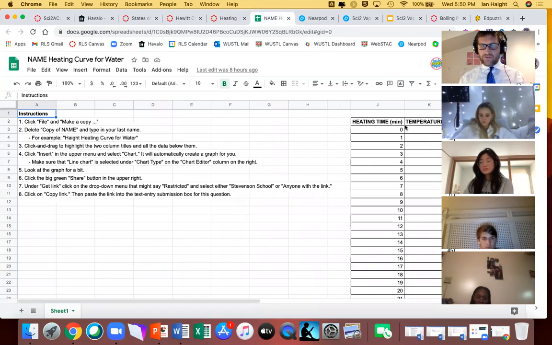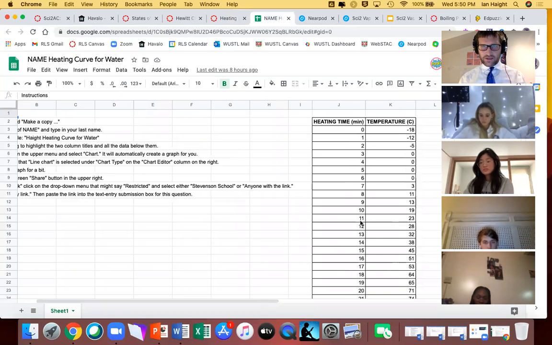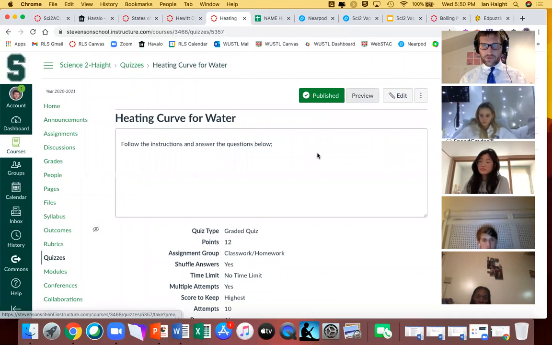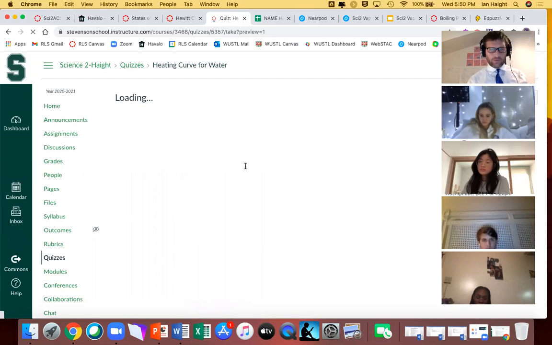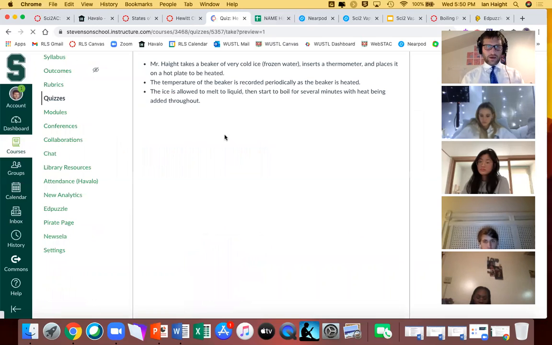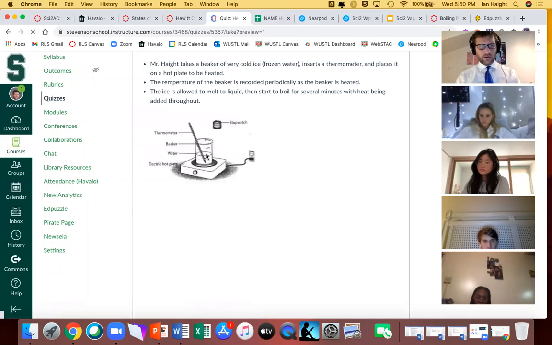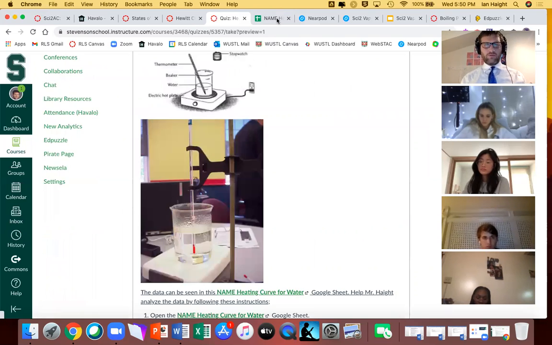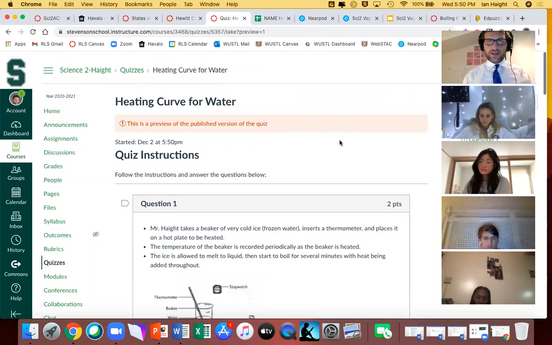And then you're just graphing this data here. It's looking at the heating time and how the temperature changed. And so I walk you through in the assignment what I did. If I can just hit preview here real quick. So you have to imagine that this is what we would have done in the laboratory. I like the pictures that are right here. This is the setup, right? You would have had ice in a beaker with a thermometer in it on a hot plate, and we would have heated it all the way from ice to boiling water, and you would have measured the temperature. So that's what that data is.